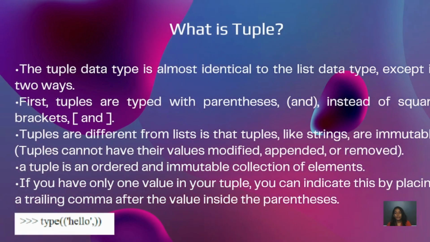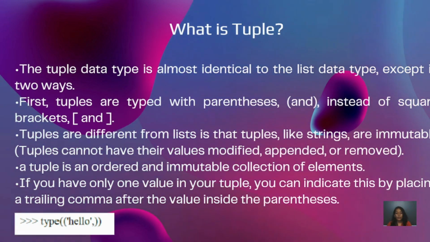What is a tuple? The tuple data type is almost identical to the list data type except in two ways. First, tuples are typed with parentheses instead of square brackets. Tuples are different from lists in that tuples, like strings, are immutable. Tuples cannot have their values modified, appended or removed. A tuple is an ordered and immutable collection of elements.